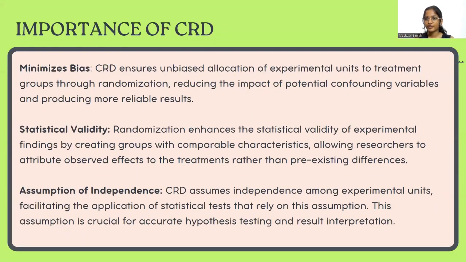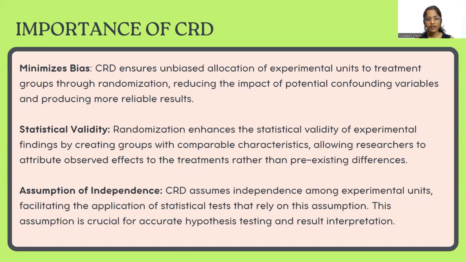Let's see the importance of CRD. It minimizes bias. CRD ensures unbiased allocation of experimental units to treatment groups through randomization, reducing the impact of potential confounding variables and producing more reliable results. Statistical validity. Randomization enhances the statistical validity of experimental findings by creating groups with comparable characteristics, allowing researchers to attribute observed effects to the treatment rather than pre-existing differences.